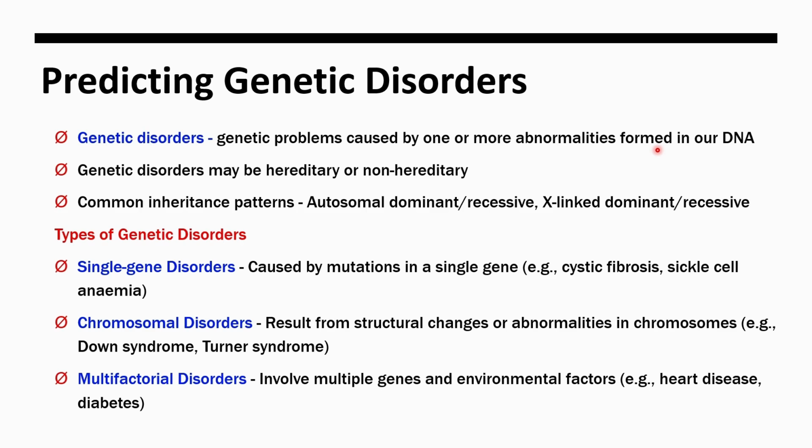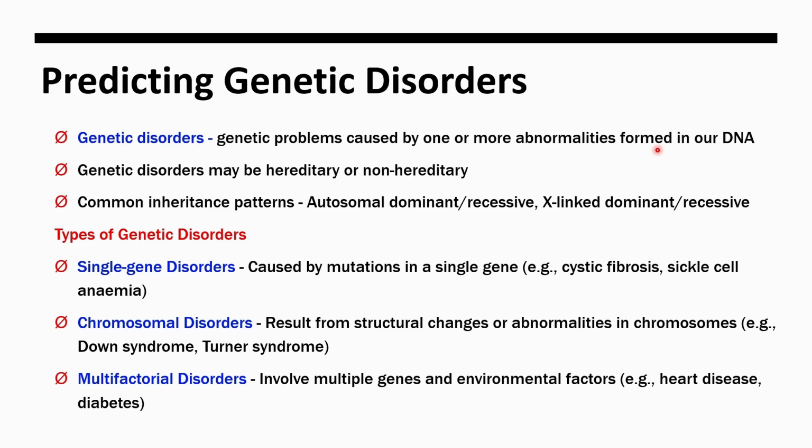There are mainly 3 types. Single gene disorders, that means diseases that are caused by mutations in a single gene. Examples include sickle cell anemia, cystic fibrosis and so on. Then the second group is known as chromosomal disorders. Here, there are no mutations occurring on the genes. Instead, there are abnormalities or changes in the structure of the chromosomes. The example diseases include Down syndrome, Turner syndrome and so on.